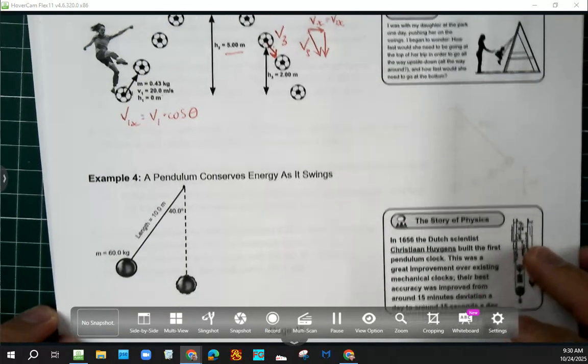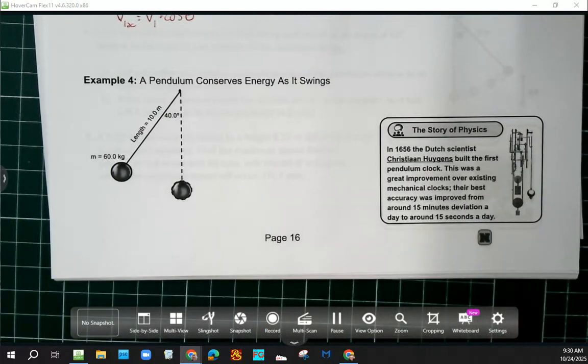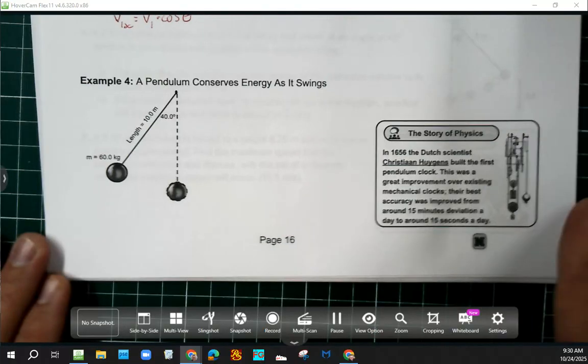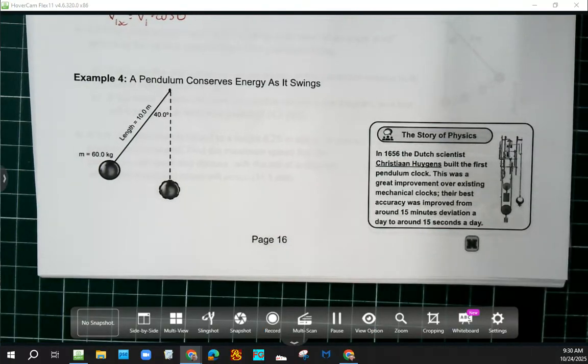Let's go back to this, though, on the idea of swings. This is a pendulum. This is one where I want to talk about the geometry of pendulums, because if I don't talk about the geometry of pendulums, people get lost.